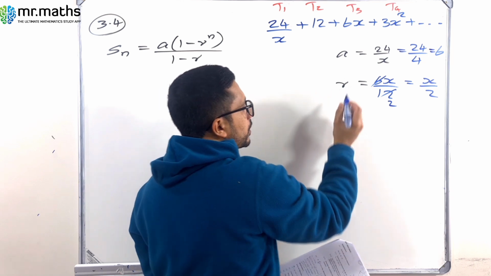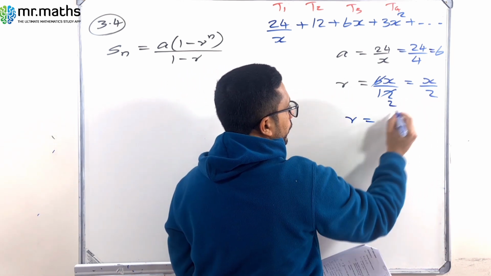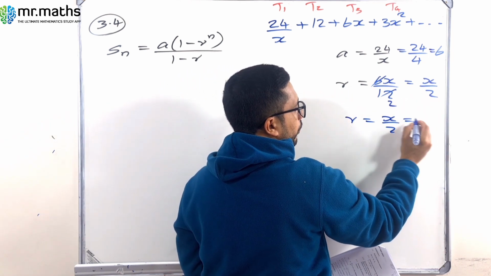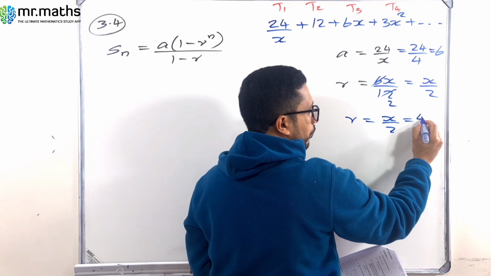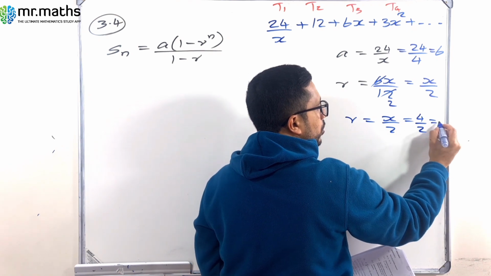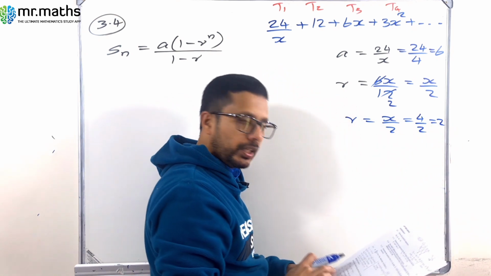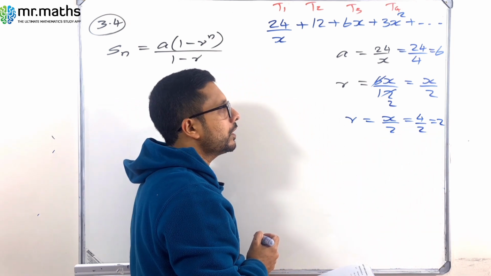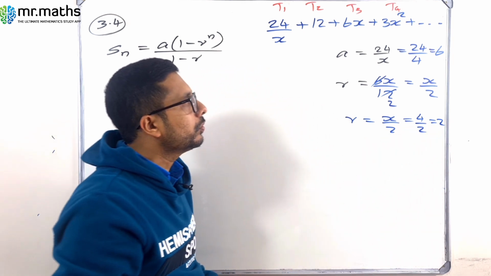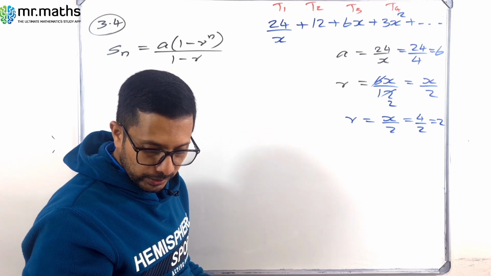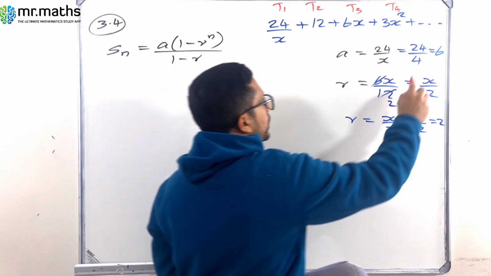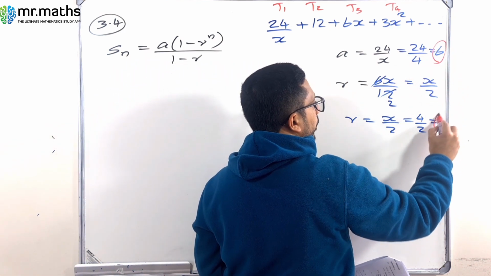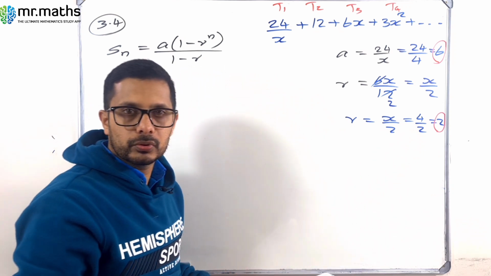Okay, now what is the common ratio? Common ratio, we got it as x over 2. And x is 4, so it is 4 by 2, that is 2. So it means that if x is equal to 4, the first term is 6 and the common ratio is 2. Do you understand?